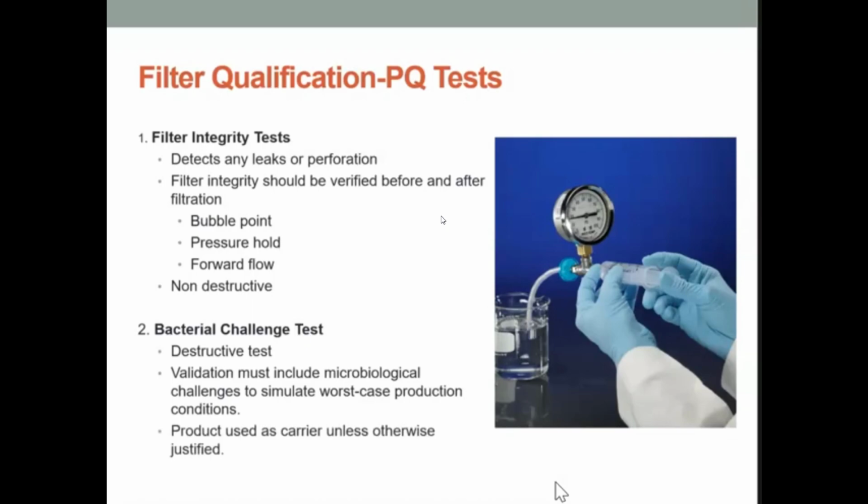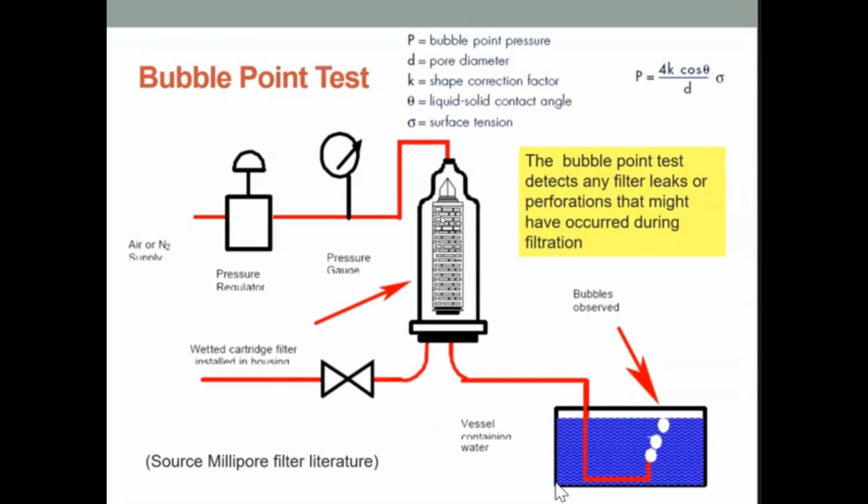We have to prove the bubble point test. When air or nitrogen are put through the filter under regulated pressure, if we see displacement of bubbles, we can measure the displacement, and that will give us a determination of any damage to the filter. The bubble point test detects any filter leaks or perforations that might have occurred during the filtration. And we've got our calculation for it up here.